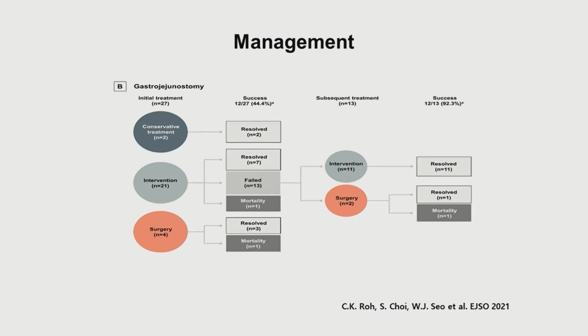In gastrojejunostomy site leakage, less than half was healed after initial management. Over half of patients receiving intervention as initial treatment need additional intervention or surgery. Success rate of additional management was 92%. Overall mortality was 11%.